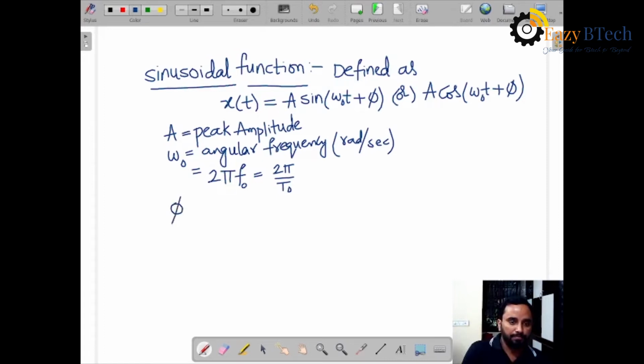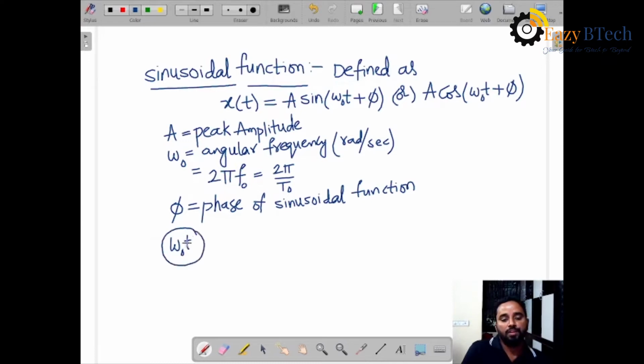And phi. Phi is the phase or phase angle of sinusoidal function. And one more important point, omega naught into t, this product, angular frequency into time, which is again phase angle or phase.